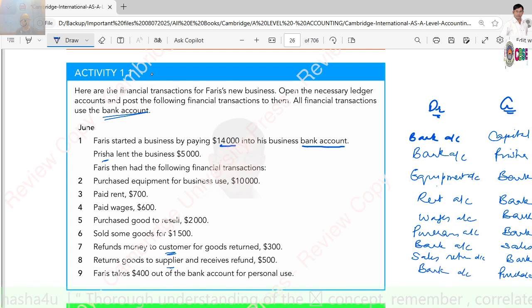So Faris takes 400 out of the bank account for personal use. What is happening? It's drawings. Money is going out from bank. So now what we have to do is prepare ledger accounts.